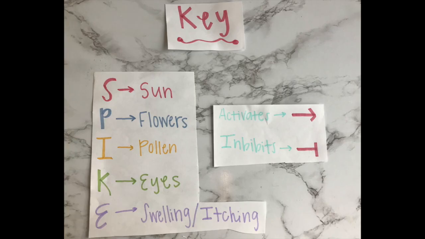As shown, I have utilized my own ideas to illustrate this pathway. The gene S codes for sunlight, P codes for flower production, I codes for pollen production, K codes for eye function, and E codes for itchy and swollen eyes. The final product is eye drops, and this is analogous to the presence of spikes in the other example. No eye drops is analogous to a smooth ectoderm.